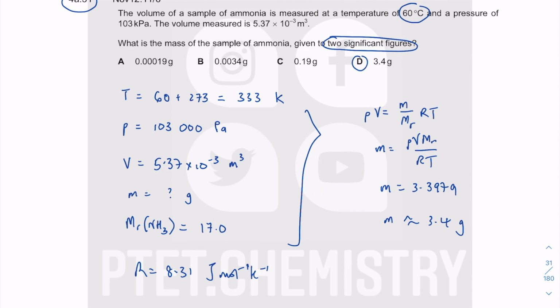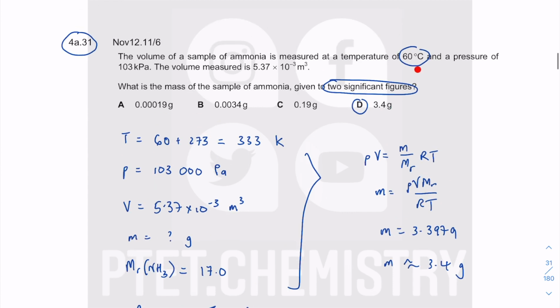I bet one of the answers here would be where the temperature is just 60, and that's usually there because some students will have forgotten to convert degrees Celsius to Kelvin, and that's one of the key mistakes that you can make when tackling this kind of ideal gas equation.